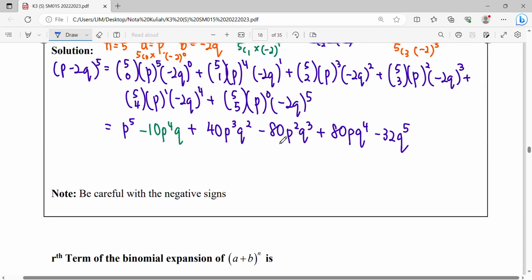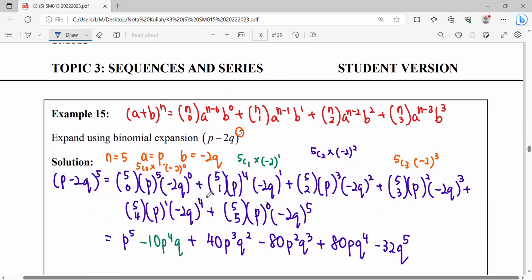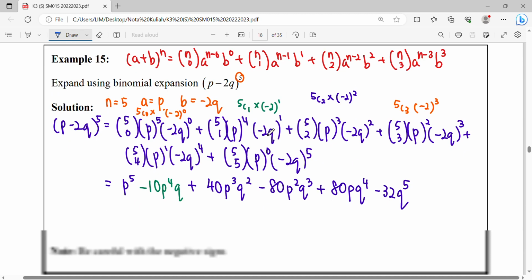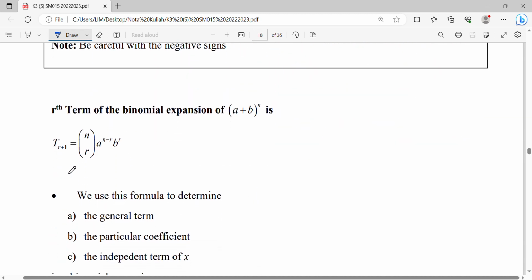So let's say we want term number 2. Term number 2 will be this one. We don't need to expand to find term number 2. We can directly use the formula for term number 2. So your formula will be T subscript R plus 1 equals nCr, then a to the power of n minus r, b to the power of r. Okay, so you have to take notes here.